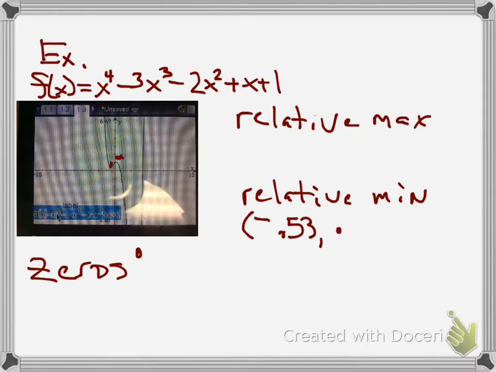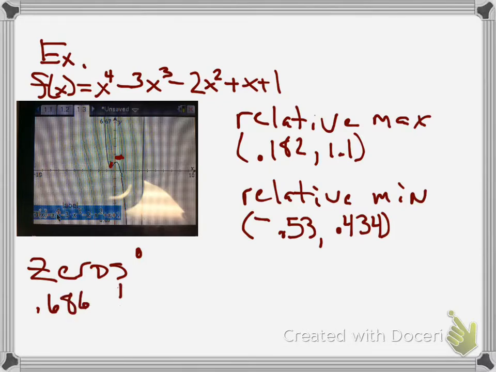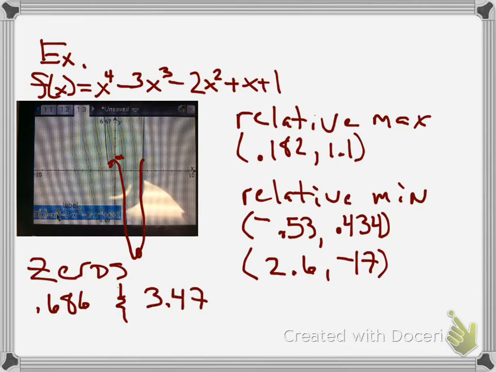The first relative min you'll get is negative 0.53, 0.434. Then you get a max at 1.182, 1.1. And then you get a zero. If there are two zeros, that means there are also two imaginary answers. Keep that in mind. So I get a zero at 0.686. And then I get to my next minimum, 2.6, negative 17, way down there. So I went down and found it, and then I'm going back up, and it tells me my final zero happens at 3.47.